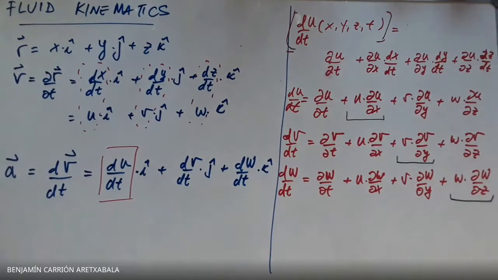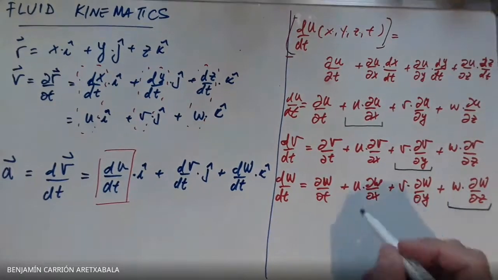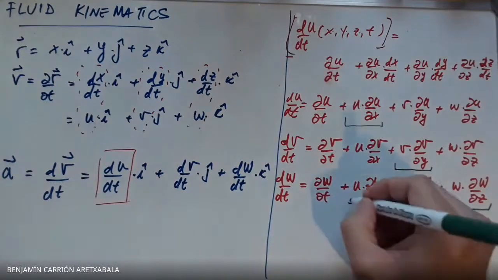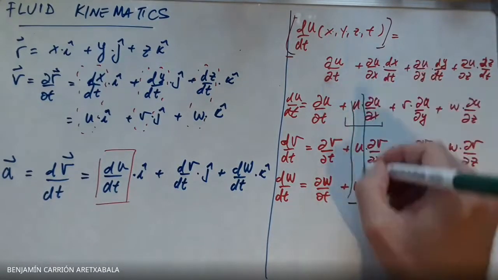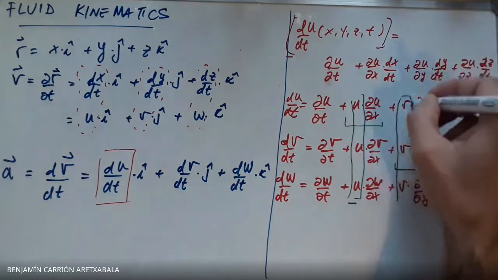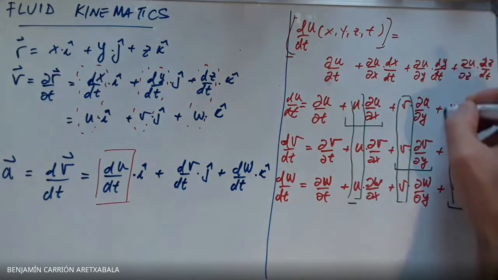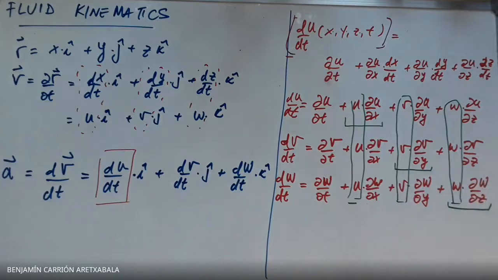Now, if your math is good, you might be able to see a pattern here. I'm going to highlight it like this. It's a u, here's a v, here's a w, which is the velocity vector, right? And here you have derivatives with respect to x, derivatives with respect to y, and derivatives with respect to z, right?